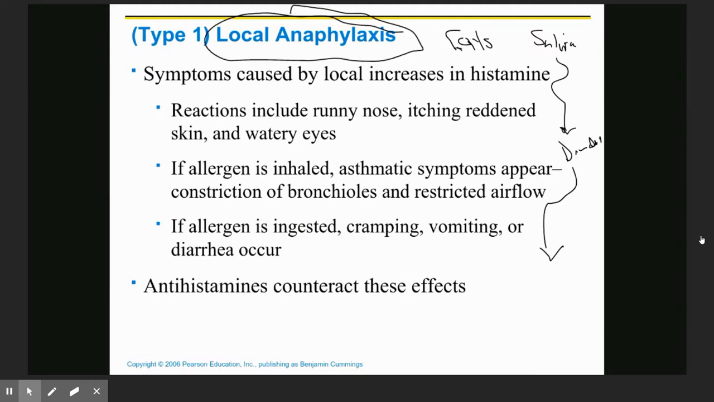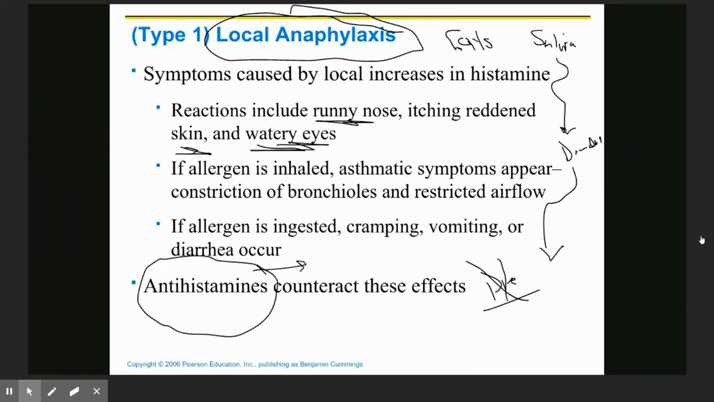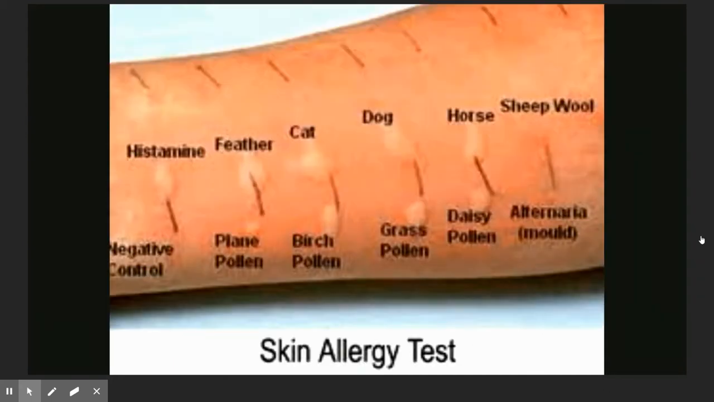My eyes swell up and they get itchy and watery. My nose runs, but I don't die. I might wish I was going to die, but I don't die. And if I know that I'm going to be around a cat, if I take an antihistamine ahead of time, I can pretty much get rid of these symptoms. So that's a type 1 local.